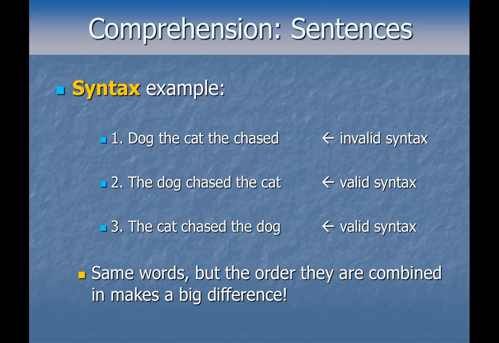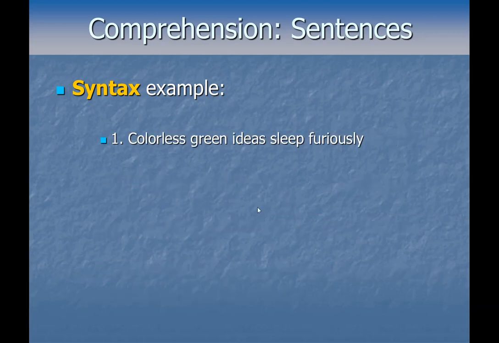So again, anyone who speaks English unambiguously knows which animal is chasing which other animal, which one is the one going after the other. In this case, it's the dog. In this case, it's the cat. That comes from the ordering in the sentence. That's syntax. That's our ability to use those rules to interpret the difference between these, even though they're combinations of the same sounds, the same words.